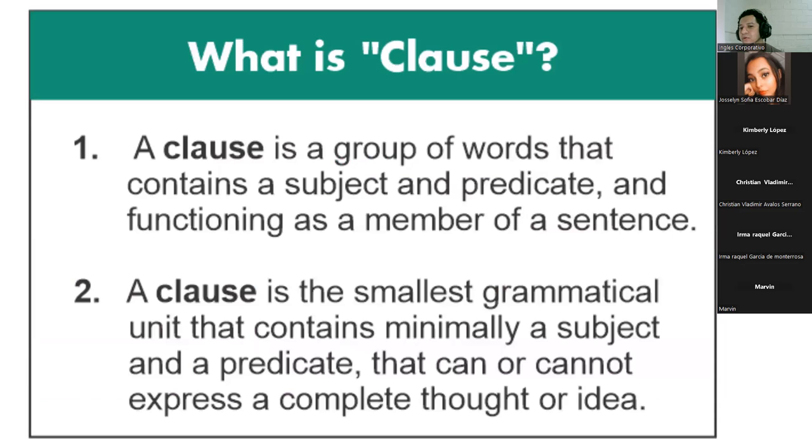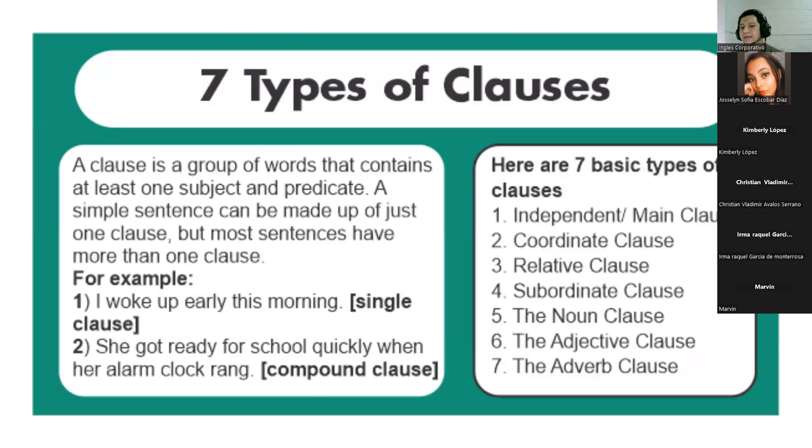A clause is a group of words that contains a subject and predicate and functions as a member of a sentence. A clause is the smallest grammatical unit that contains minimally a subject and a predicate that can or cannot express a complete thought or idea. Eso es lo que acabamos de explicar. Y hay diferentes tipos de clauses, ¿verdad? Hay independent, main clause, coordinate clause, relative clause, subordinate clause, noun clause, adjective clause, adverb clause. So it depends. Hay diferentes tipos, ¿verdad?